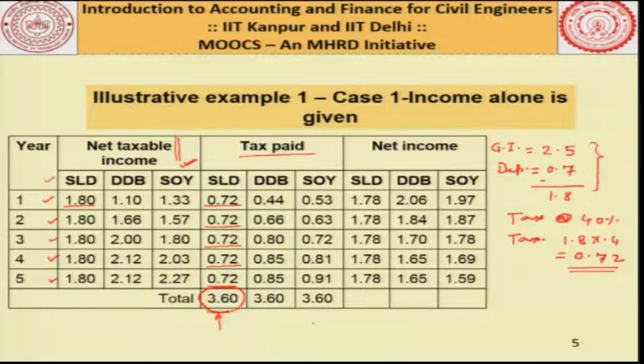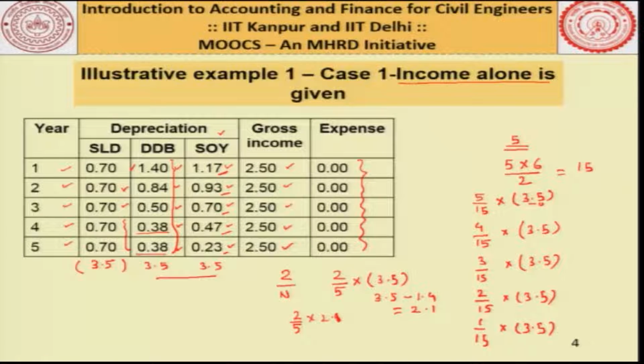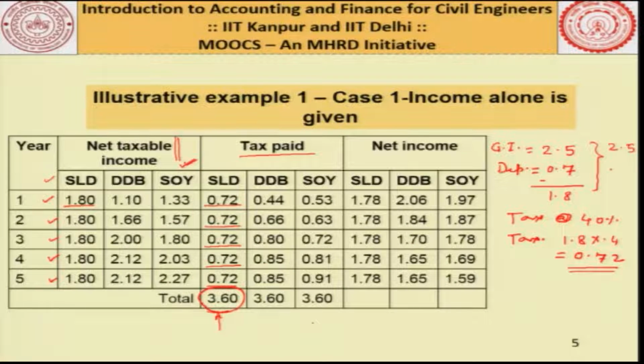Now, as you know, in the sum of years digit method, my depreciation is changing every year. So, I will have to do this calculation for every year. My gross income is 2.5 as before. My depreciation, if you remember, in sum of years for the first year was 1.17. So, depreciation is 1.17. You can calculate this. This is going to be 1.33 net taxable income. This is what is written here. So, if we are going in for sum of years digit method of depreciation calculation, the net taxable income is going to be 1.33. I multiply this by 0.4 to calculate my tax for that year. So, it is going to be 1.33 multiplied by 0.4, and this is going to be 0.53.